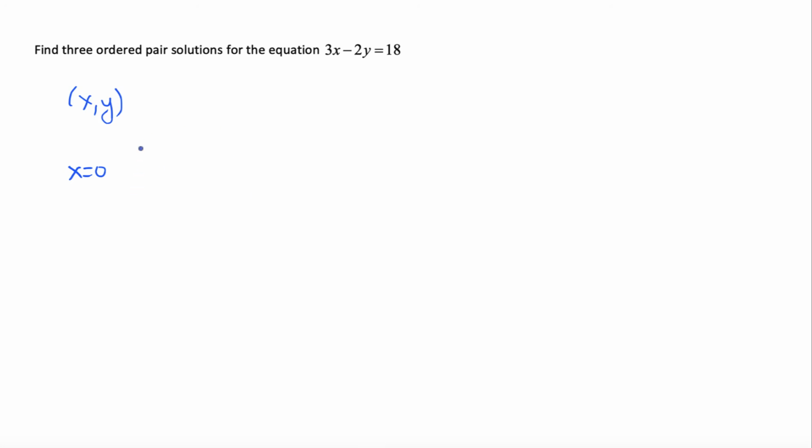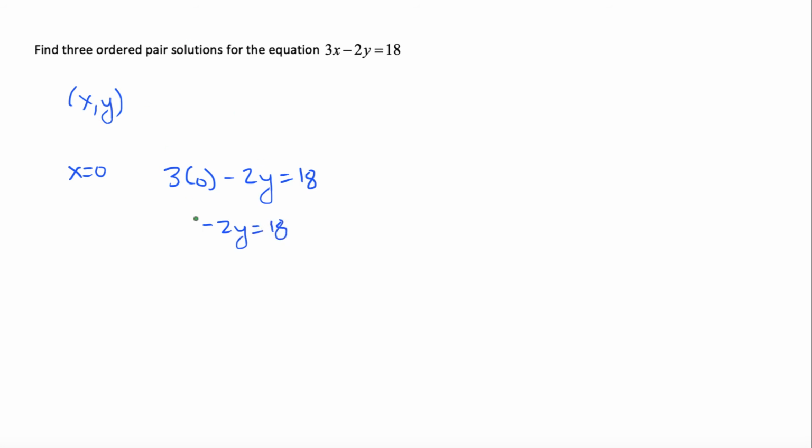So 0 is always the easiest one to pick. When x equals 0, we're going to figure out what the y value is. So 3 times x, but in the place of x, we're going to put 0, minus 2y equals 18. And then notice, we can solve this one for y. Well, 3 times 0, anything times 0 is just 0, so we get negative 2y equals 18.